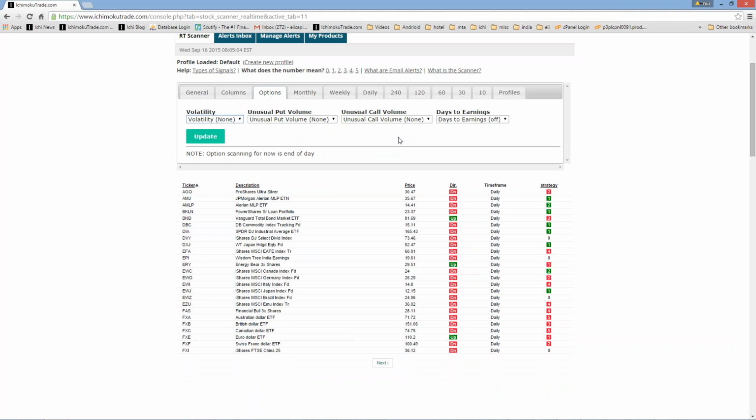Okay, you've probably seen a lot of people talk about how Ichimoku works really well on the unusual calls and puts volume. You could do that here, and the good thing is that you could scan for unusual calls and put volume, and then you could scan for the Ichimoku strategy. So this can do all the filtering for you instead of you manually doing it yourself. Any questions up to this point?